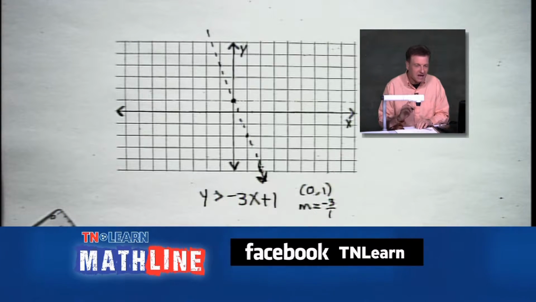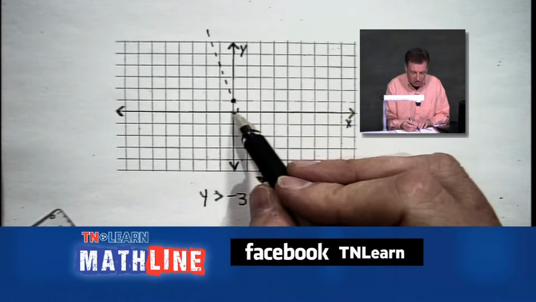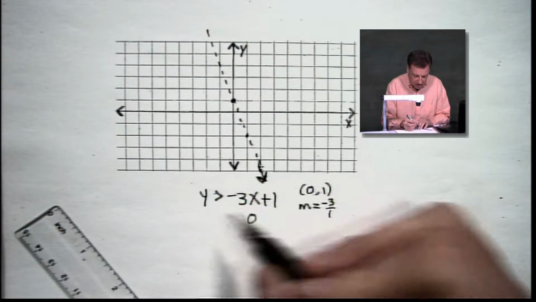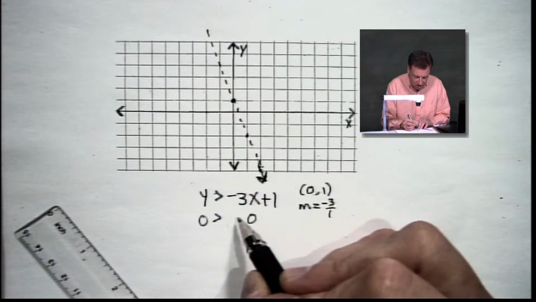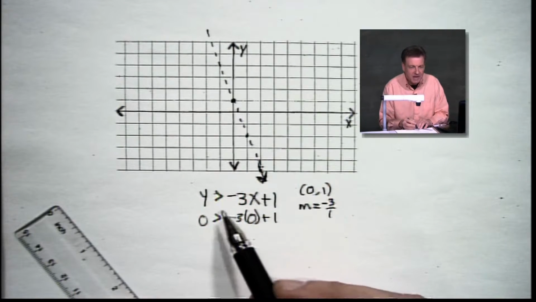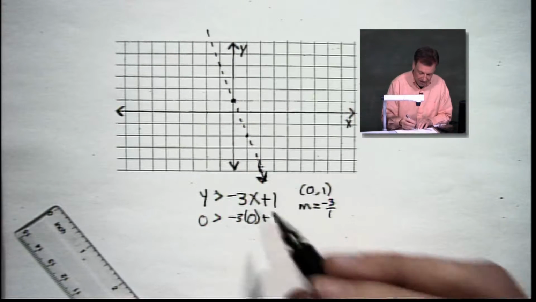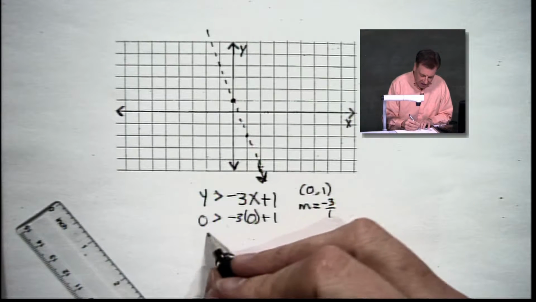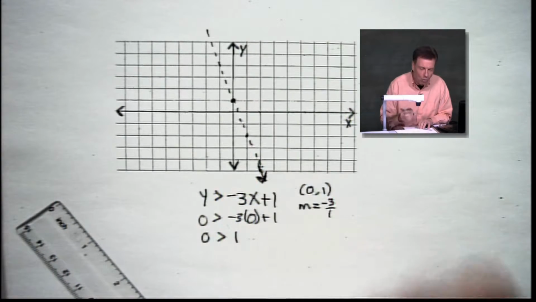Now I said something about if we put in zeros here, if we put in 0 and 0, in other words, the origin's right there. If we put in 0 and we put in 0 over here, the question is, will that make a true statement? Well, let's see what happens. Negative 3 times 0, we know goes to 0. That's why we picked 0, 0. And we've got 0 greater than 1.